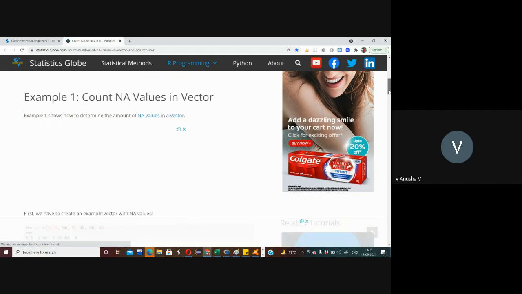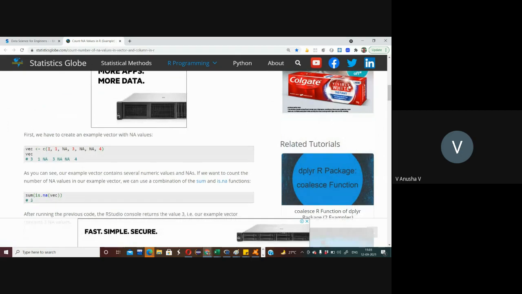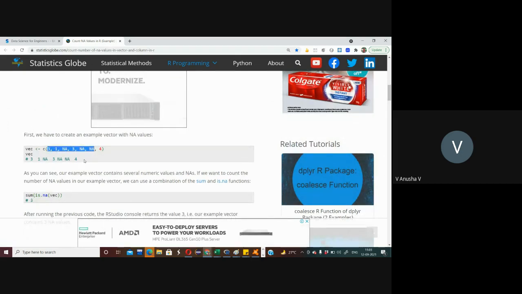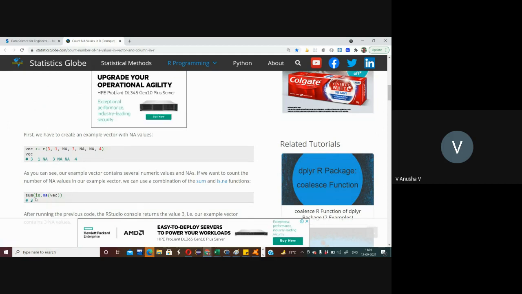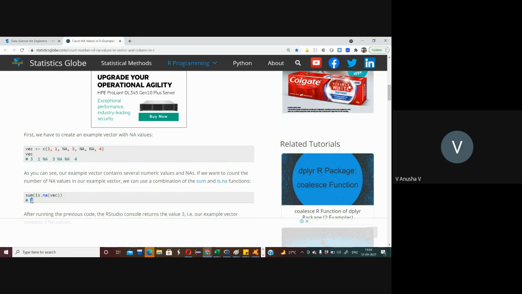Here they have considered a vector. As you see in this vector, there are 3 missing values. So how can I count these values? There is a function called is.na. For the is.na function, you pass whatever data you are referring to as an argument. So I'm passing vec as an argument, and I'm summing the number of missing values. So I'll be getting the output as 3.